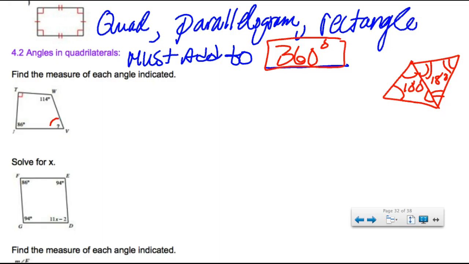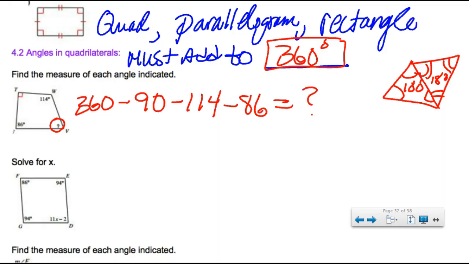So what I would do to find this missing angle right here, I don't really need to call it X. I can just say, well, I have the 360. I'm going to remove the 90 in the top corner, I'm going to remove the 114, and I'm going to remove the 86, and that'll leave me what's left over for the question mark. So you may need a calculator for these, or you can go on your Chromebook and grab an online calculator. By the way, Desmos is a really good online calculator, D-E-S-M-O-S. But if I do 360 minus 90 minus 114 minus 86, I have 70 degrees left for the question mark.